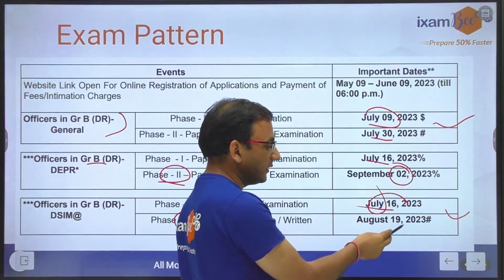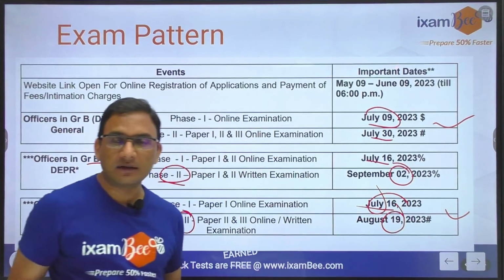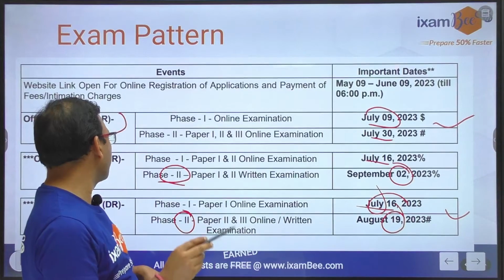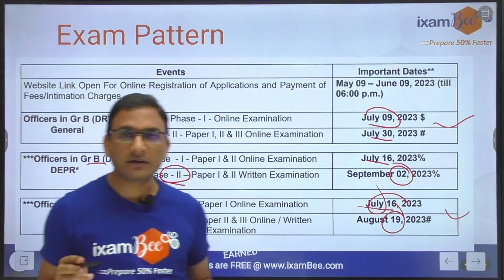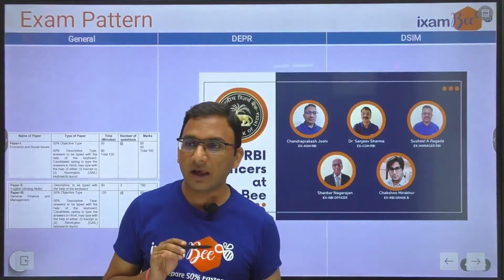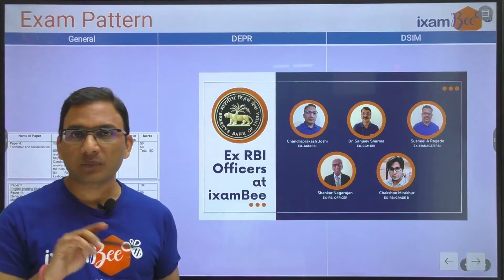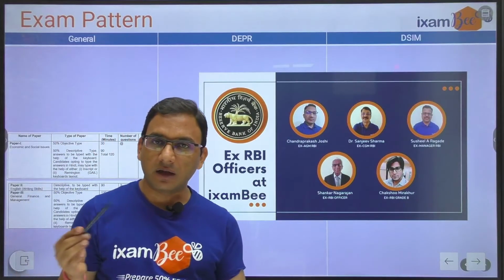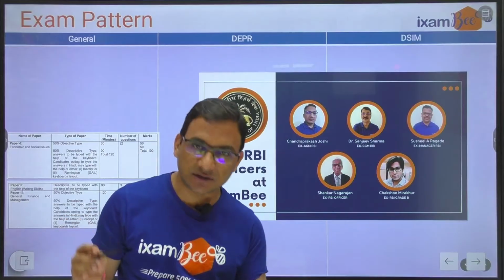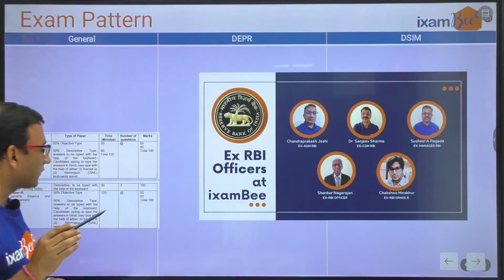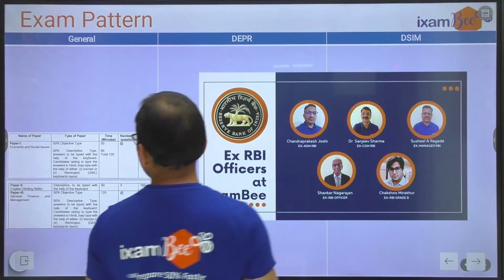And here the good thing is you have good time for paper 2, which is happening here on 2nd September in DSIM and second September for DEPR and August 19 for DSIM. So you will have enough time to prepare, with the syllabus being different from that of General. But you have to be eligible for this.